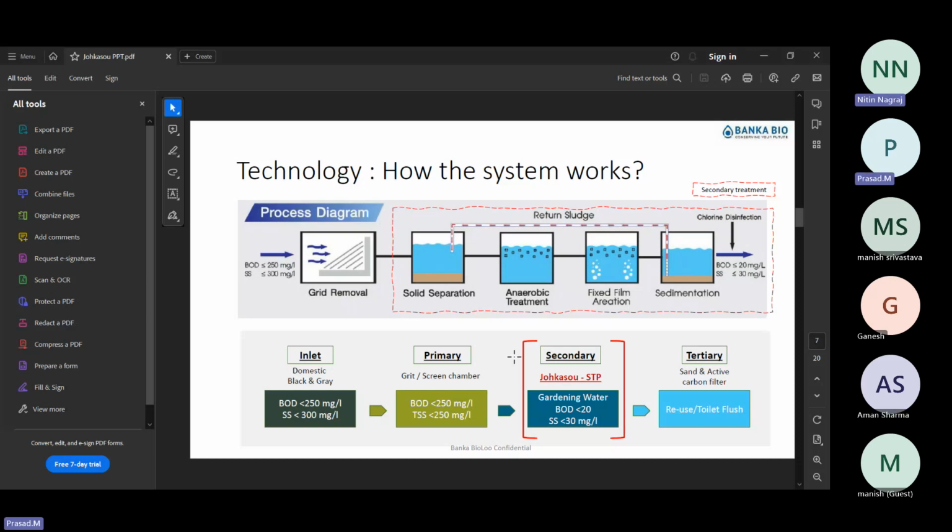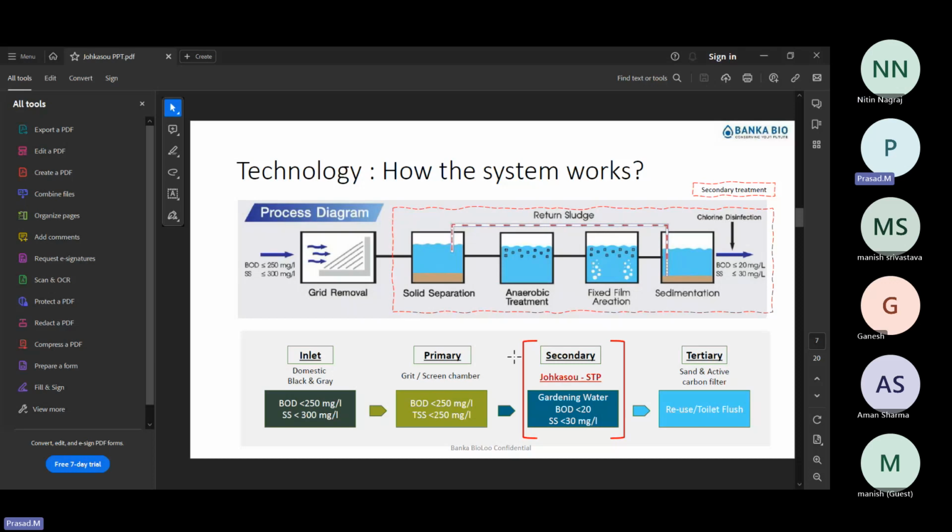Then it will go to the solid separation tank. From the bar screen chamber, it goes to the oil and grease trap if they are preparing food. If they want to install above ground, you require a collection tank, and from there the pump sends it to the first tank of the Johkasou system, the solid separation tank. In the solid separation tank, what happens? Heavy solid particles will be trapped and settle, and then it goes to the anaerobic treatment.